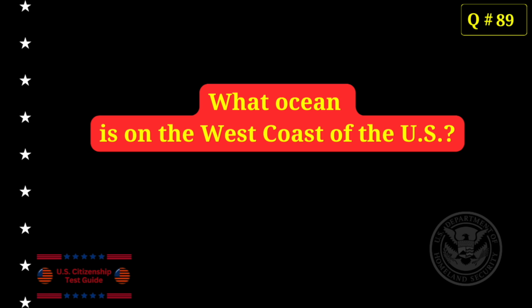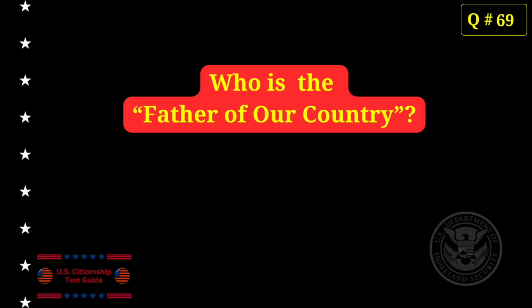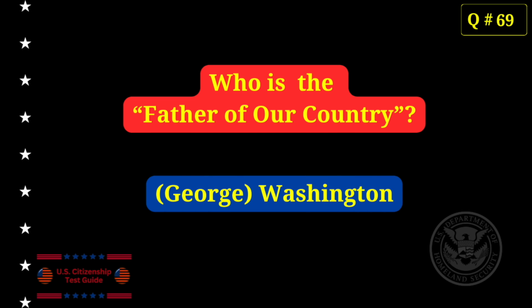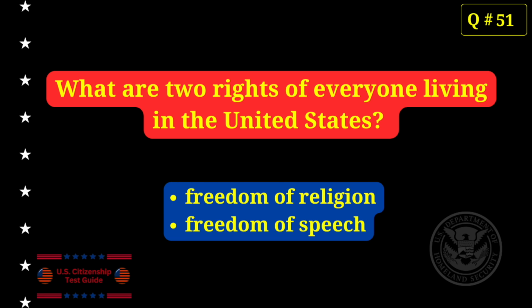What ocean is on the west coast of the United States? Pacific Ocean. Who is the father of our country? George Washington. What are two rights of everyone living in the United States? Freedom of religion, freedom of speech.